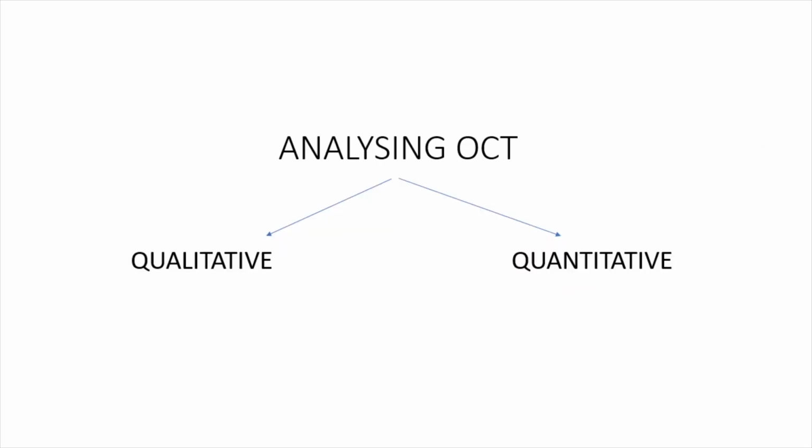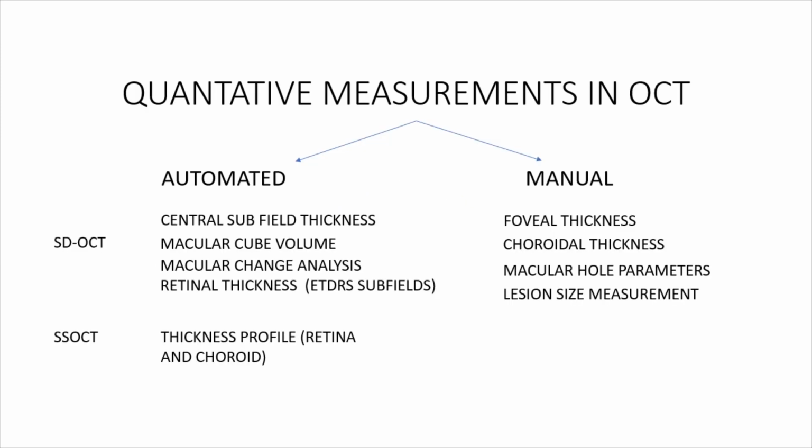OCT report. So analyzing OCT can basically be divided into two parts: the qualitative analysis and the quantitative analysis. Today I'll be talking about the quantitative analysis. So measurements in the OCT can be either automated, which are done by the machine, and manual, which we have to do by ourselves using calipers or other tools which are available in the OCT.